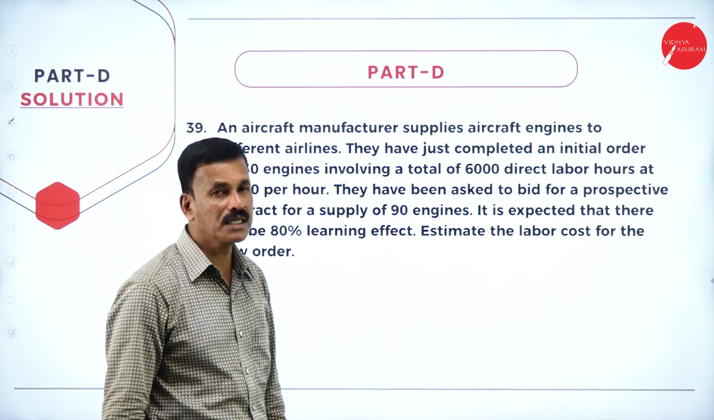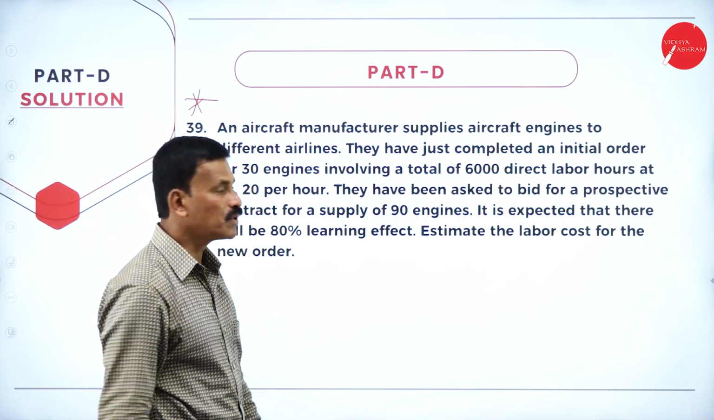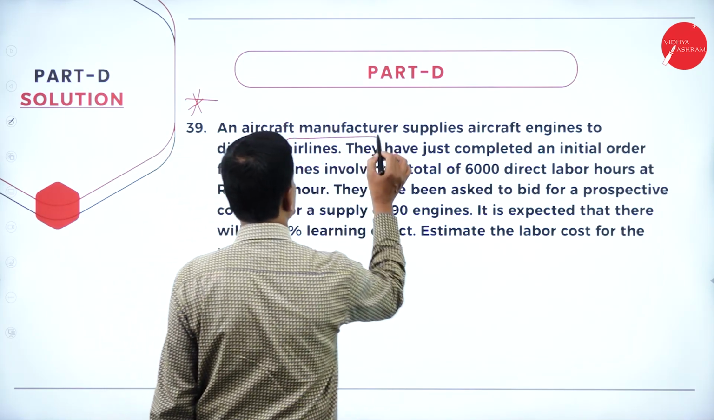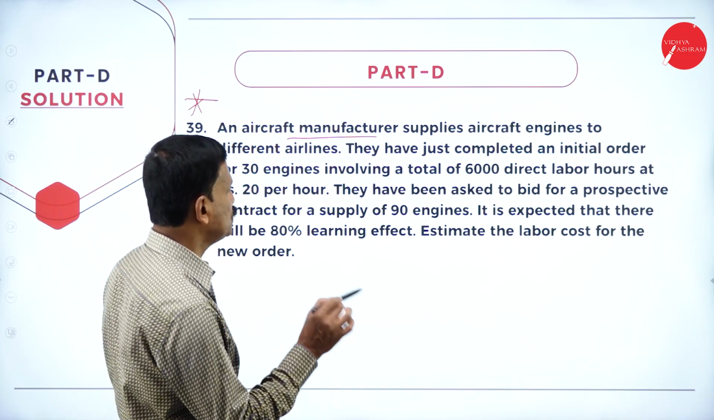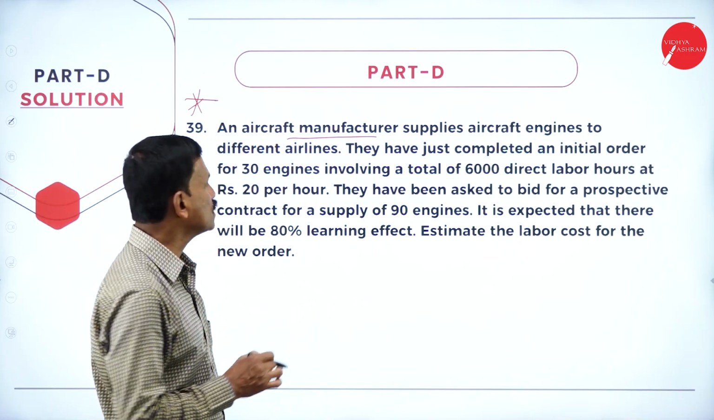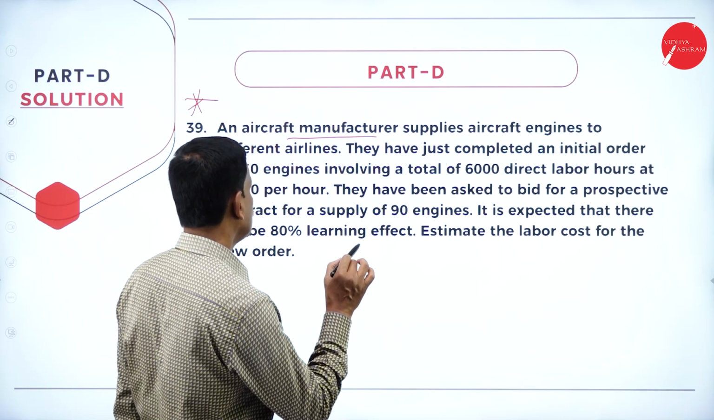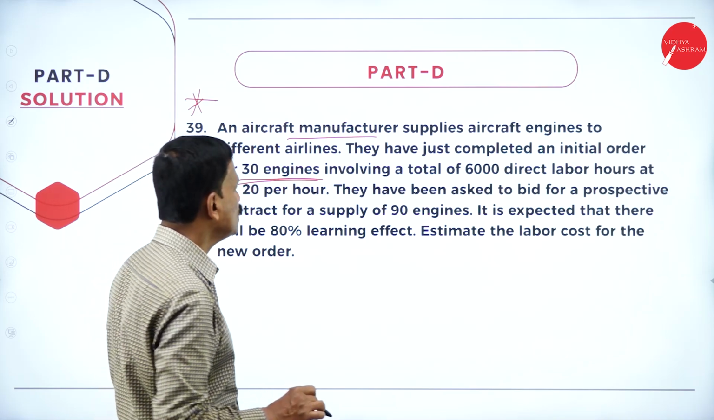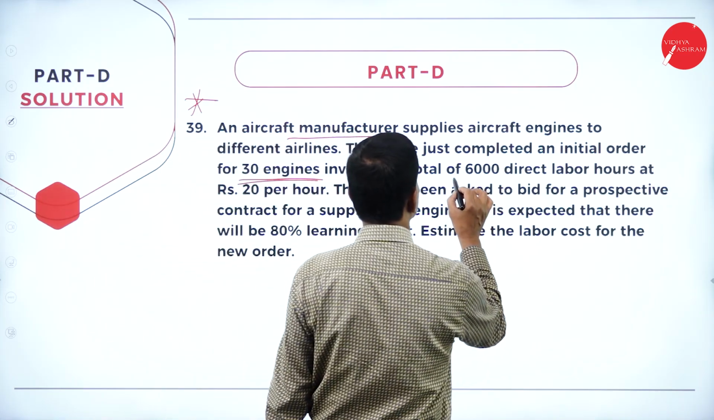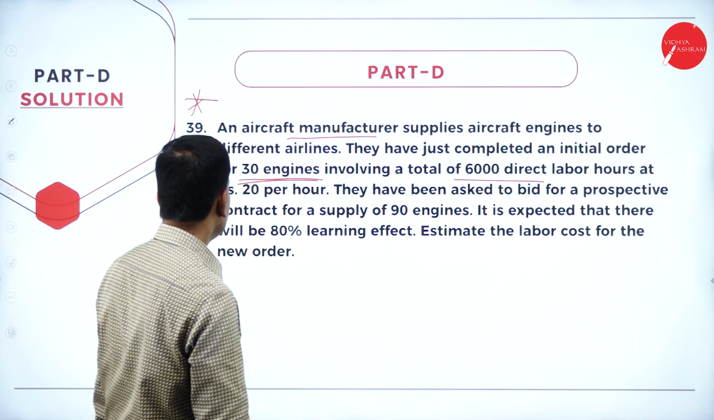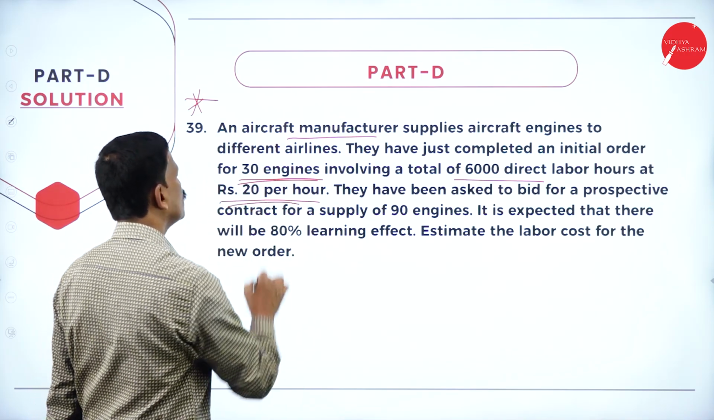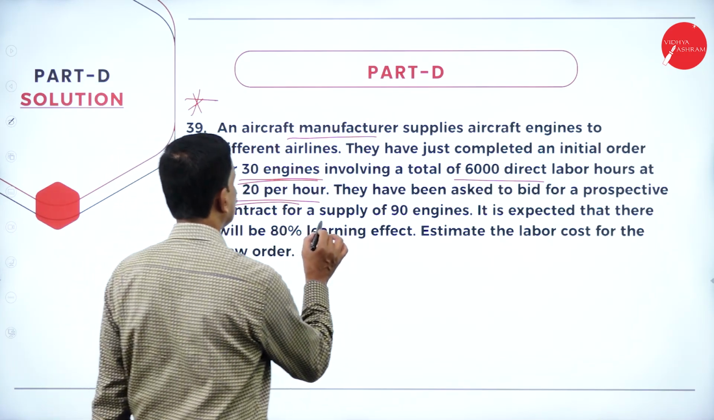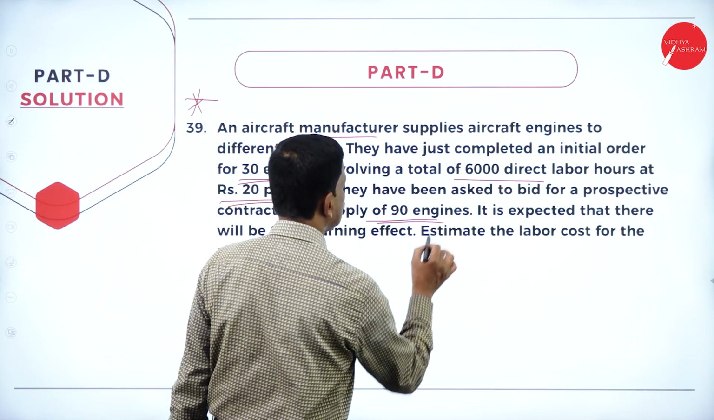Now this is from learning curve, a very, very important problem. So what is the problem here? An aircraft manufacturer supplies aircraft engines to different airlines. They have just completed an initial order for 30 engines involving a total of 6,000 direct labor hours at rupees 20 per hour. They have been asked to bid for a prospective contract for a supply of 90 engines.